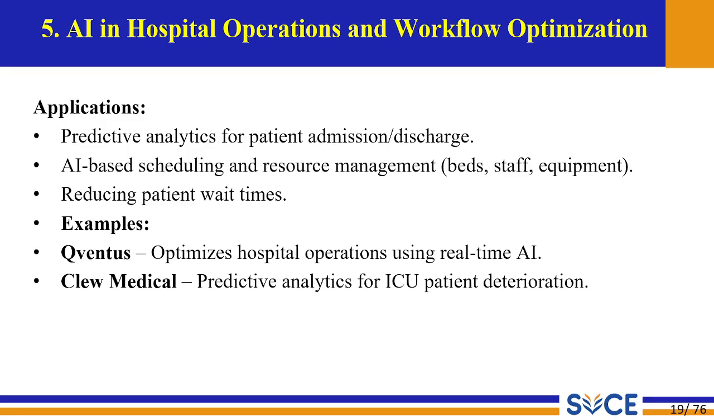Two standout examples. Qantas uses real-time AI to optimize hospital operations, keeping things flowing efficiently. Clue Medical applies predictive analysis in ICUs to detect early signs of patient deterioration so staff can act quickly. So while doctors and nurses focus on saving lives, AI quietly coordinates the logistics, making sure patients get faster treatment and the hospitals save time, money, and a lot of stress.